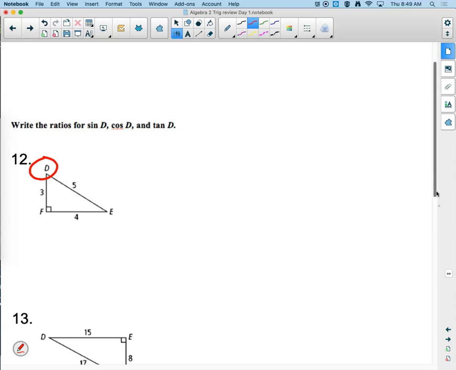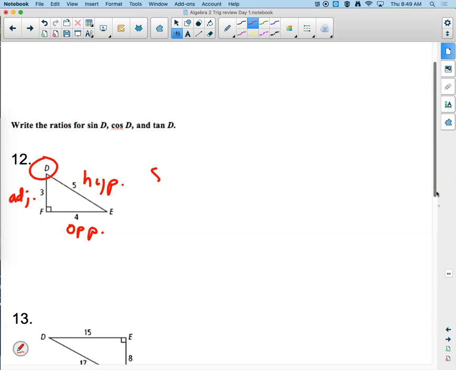So if this is D, which side is opposite that? Right, the 4. It's as far away from it as it can get. It's not even touching the 4. So that's our opposite. Which one is adjacent? The 3, because it has to be a side which is adjacent, meaning right next to the angle. How do we know that 5 is not the adjacent side? Because it has to be the hypotenuse. The longest side is the hypotenuse.